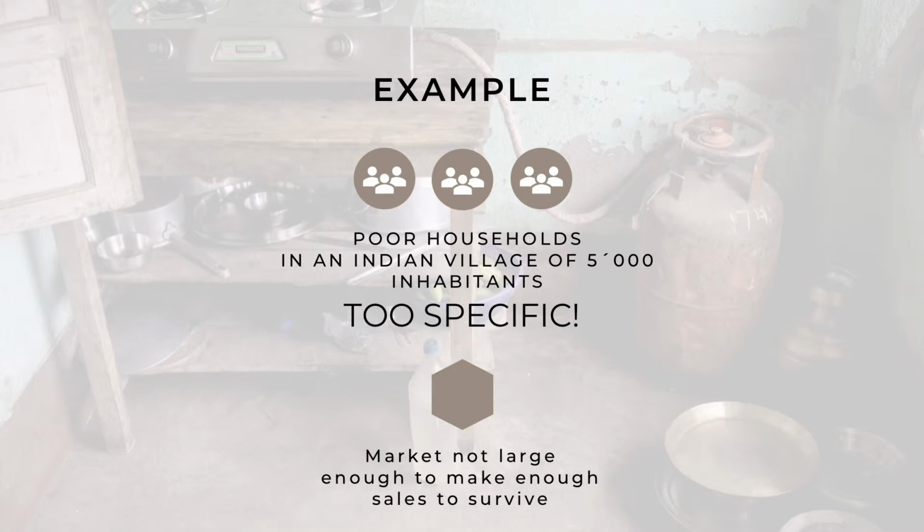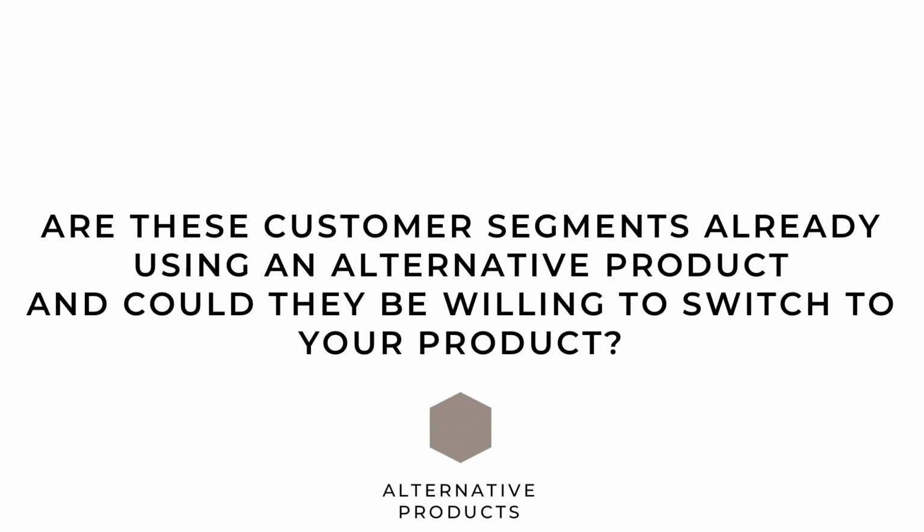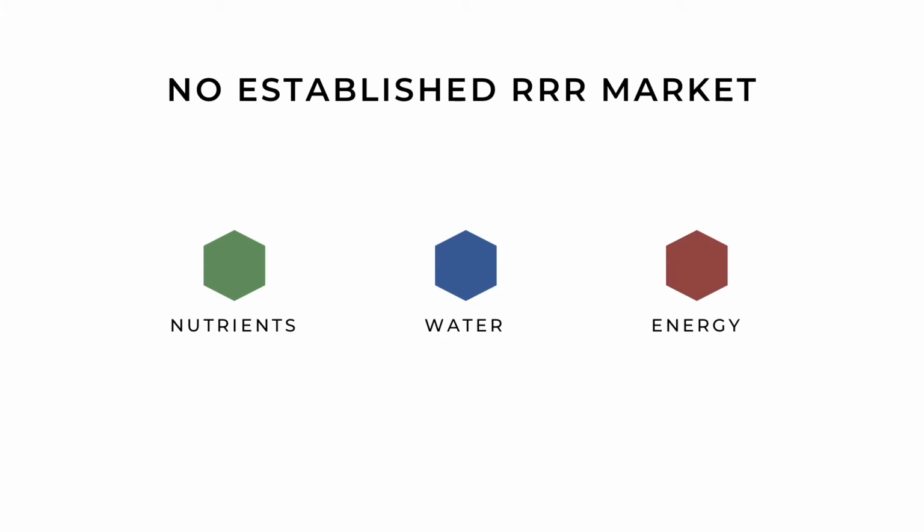over the years. The next question we need to consider is whether your customer segments already use an alternative product, and if so, whether they are willing to switch to your product. You might have had trouble with the previous question because none of your potential customer segments is currently using an RRR product. For example, no households in the region you're looking at are using biogas for cooking yet. This is the situation that most RRR entrepreneurs face. And that's because the concept of recovering nutrients, water or energy from waste is relatively new in many countries. Consequently, that means that there are few RRR products that exist in the market as of today.